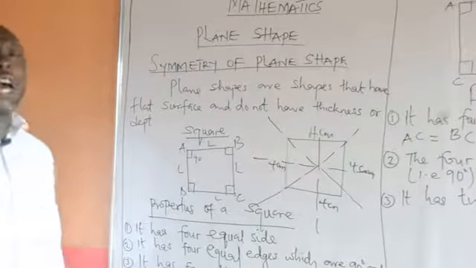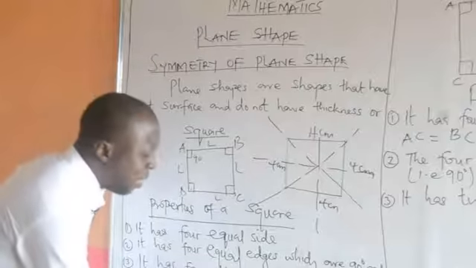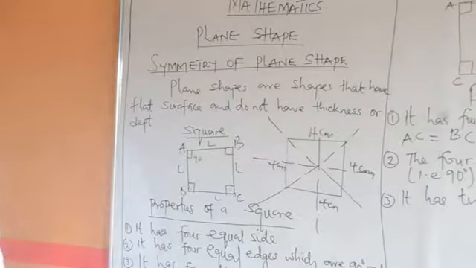Then a square also has a perimeter. We can also calculate the perimeter of a square. If you want to calculate the perimeter, what do you understand by the perimeter?